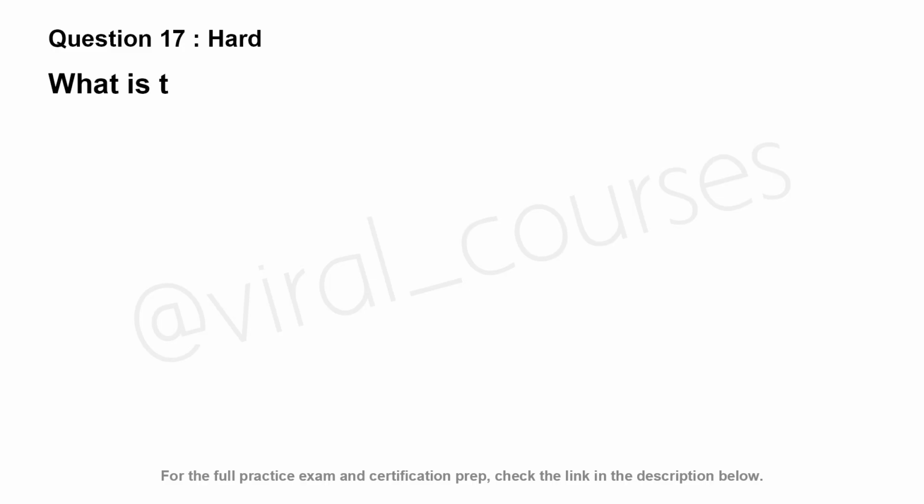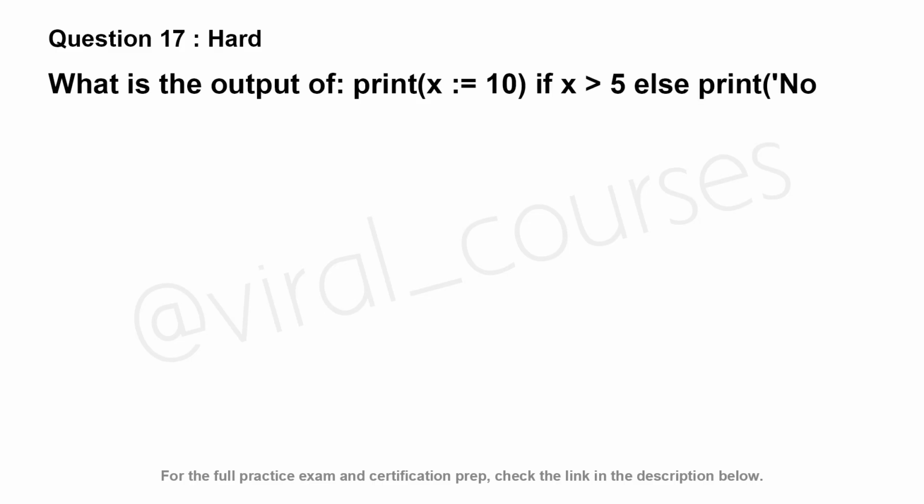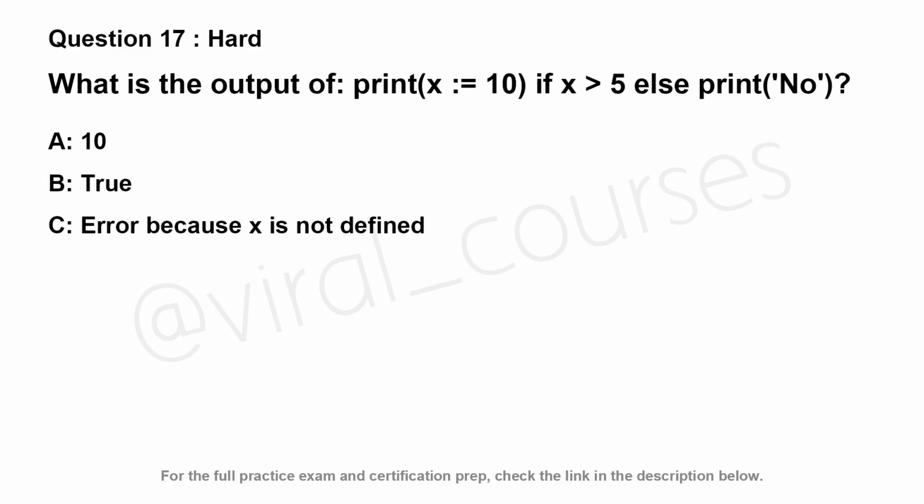What is the output of print(x) if (x := 10) > 5 else print("no")? Option A, 10. Option B, True. Option C, error because x is not defined. Option D, number.